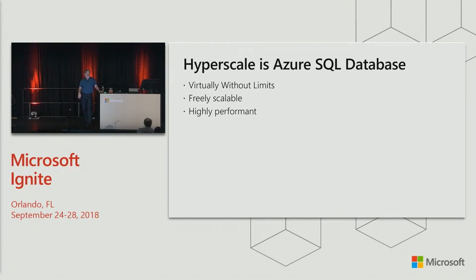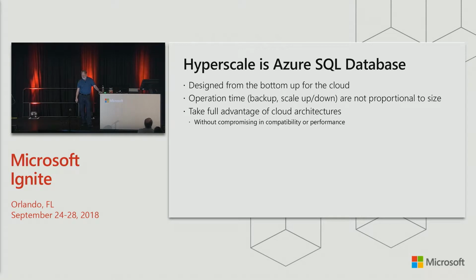So we're going to a model where we separately provision storage, memory, and cores. We call it the vCore model because you can scale by the number of vCores. So Hyperscale is sold in that model. You scale the vCores to whatever you need for your processing. Scale them back down. It's designed from the bottom up for the cloud. Operation time, backup, scale up and down are not proportional to the size. I want to get that through. Take full advantage of cloud architectures without compromising compatibility or performance.